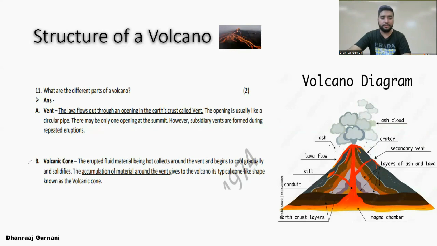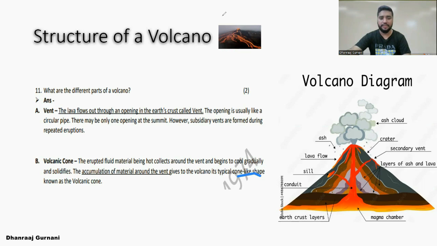The second part of a volcano is the volcanic cone. After the vent, the erupted material, being hot, collects around the vent and begins to cool and gradually solidify. So this lava which has come out will get collected here, and it will begin to cool and solidify eventually. The accumulation of material around the vent gives the volcano its typical cone-like structure.